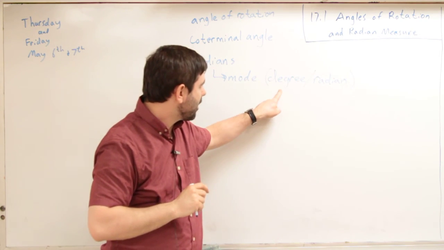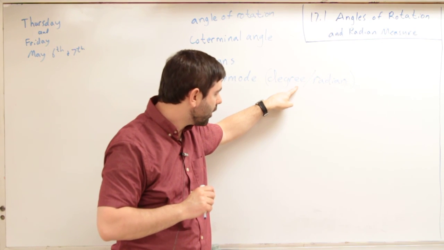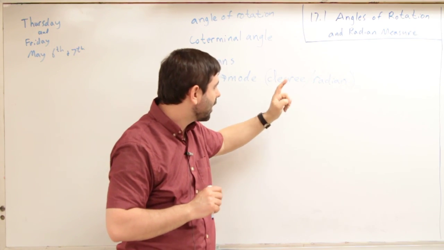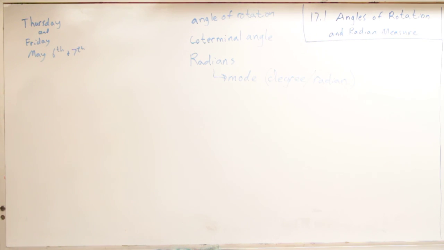Radians are just another way of measuring angles. So they're just like degrees, just a different unit. So just like meters and feet are different units, radians and degrees are different units. Measures the same thing though.